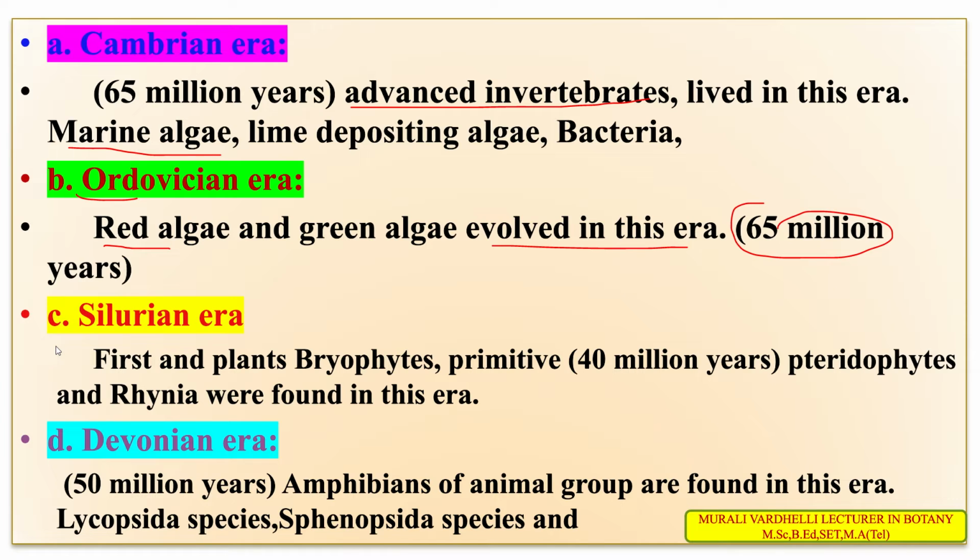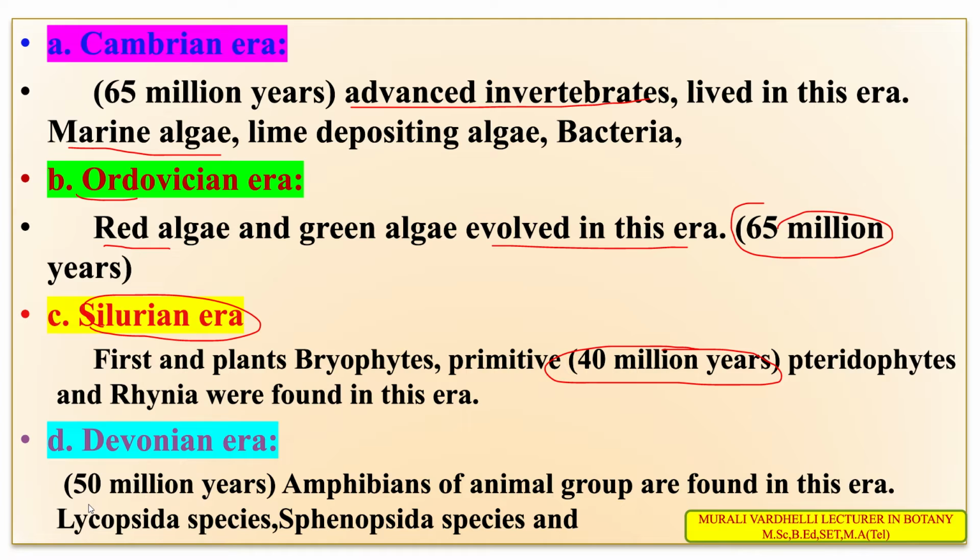Next, the third one, C, is the Silurian era. In this Silurian era, the first land plants, bryophytes and also primitive pteridophytes such as Rhynia, were found. This era is approximately 40 million years. Next, the fourth one, D, is the Devonian era.